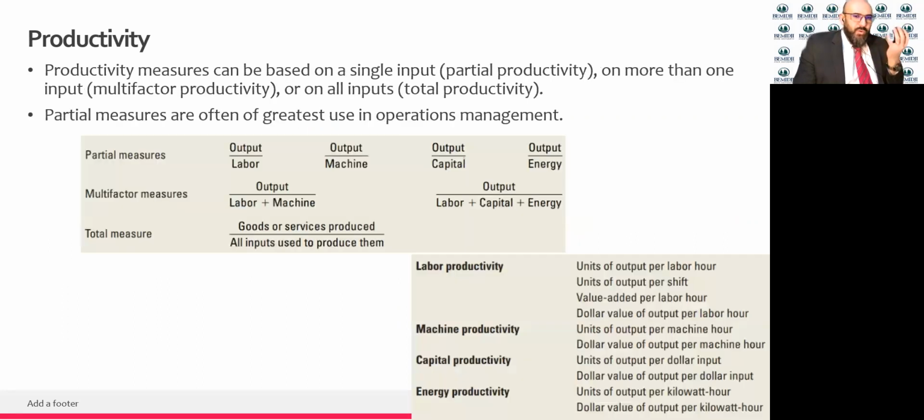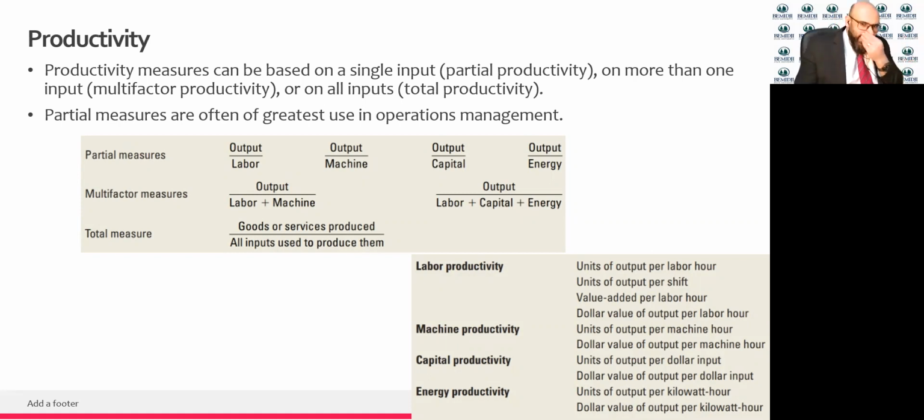Productivity could be focused on one factor, a single input, such as labor, machine, capital, or energy, or could be multiple factors, what we call the multi-factor measure. If we decided to go with a multi-factor measure, we do the output divided by all inputs that we used.